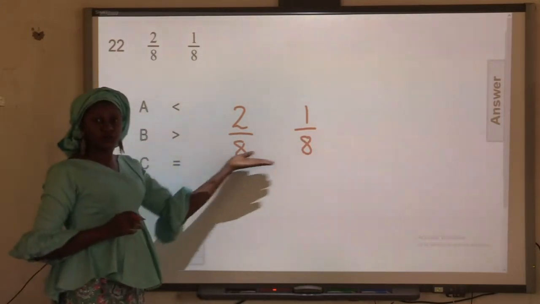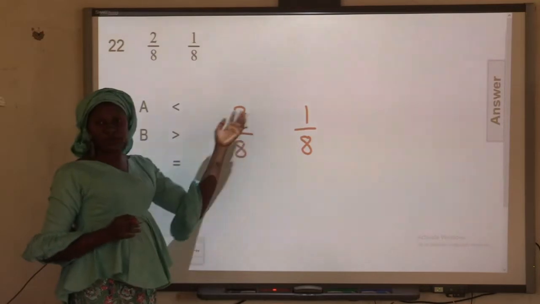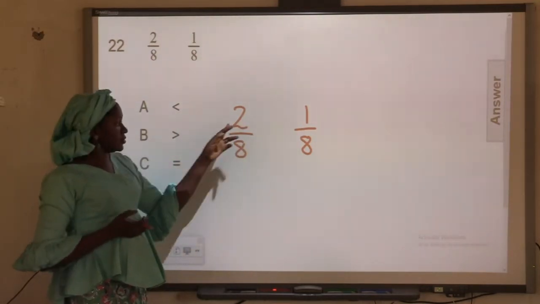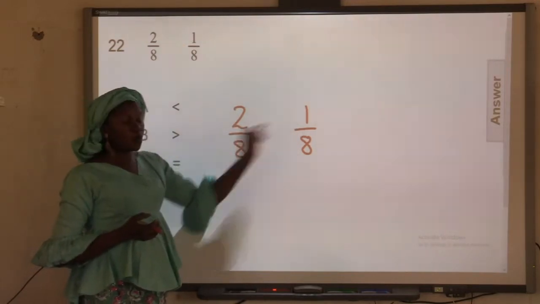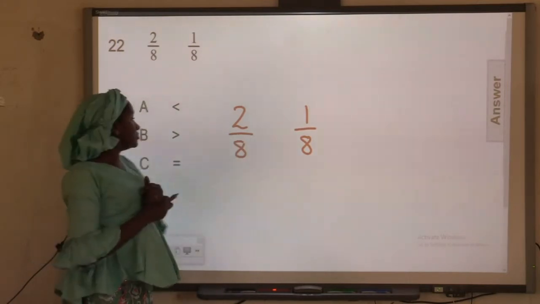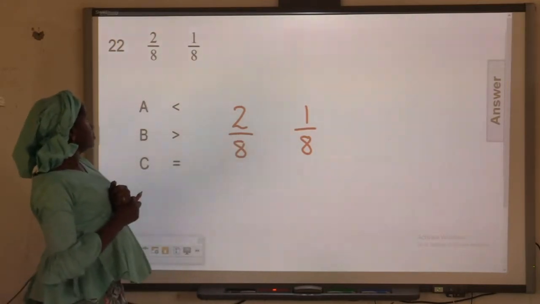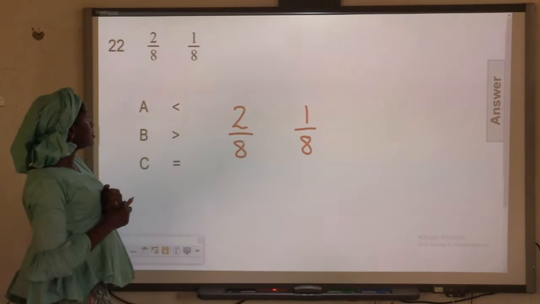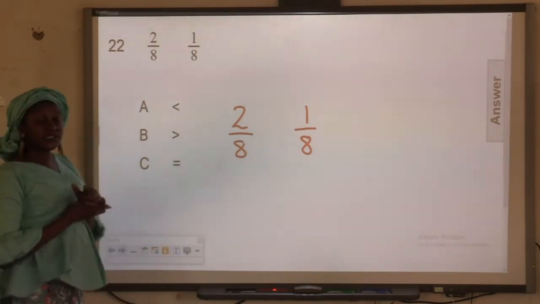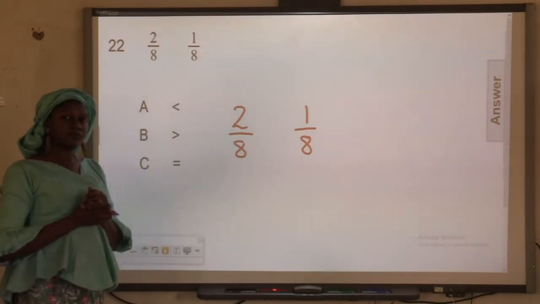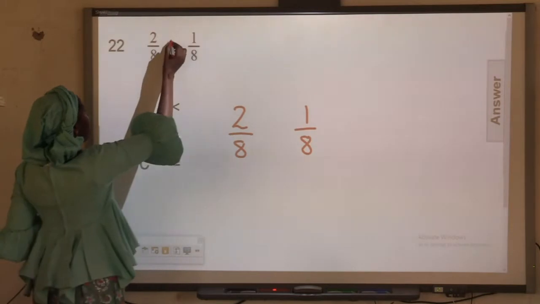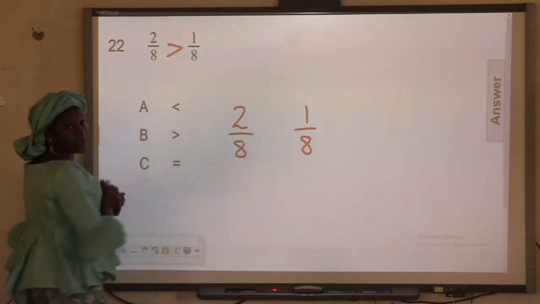Common denominators. Now let's look at the numerators. Which numerator is greater? 2 or 1? 2 is greater than 1. So therefore, 2/8 is greater than 1/8. And what is the symbol for greater than? Option B is the symbol for greater than.